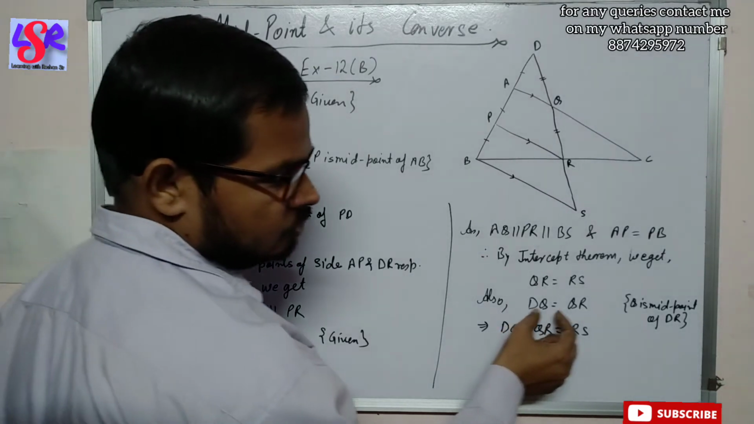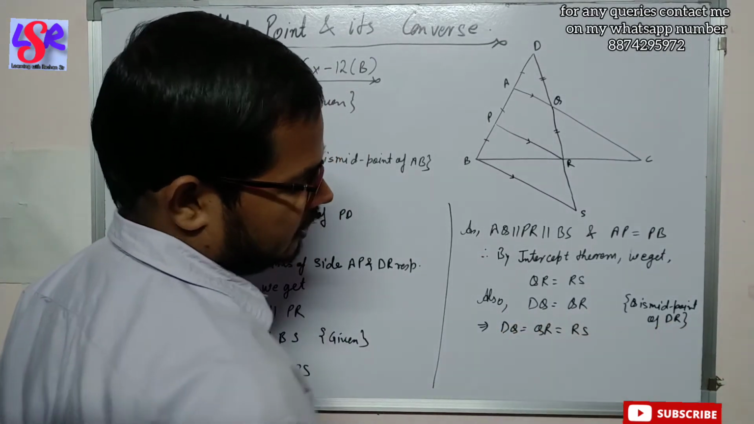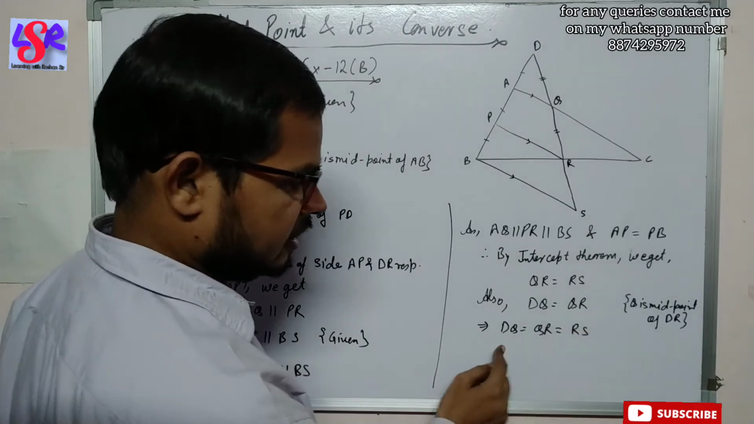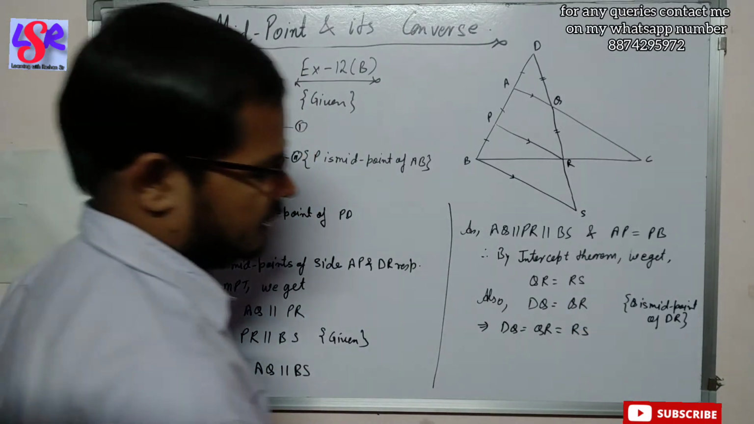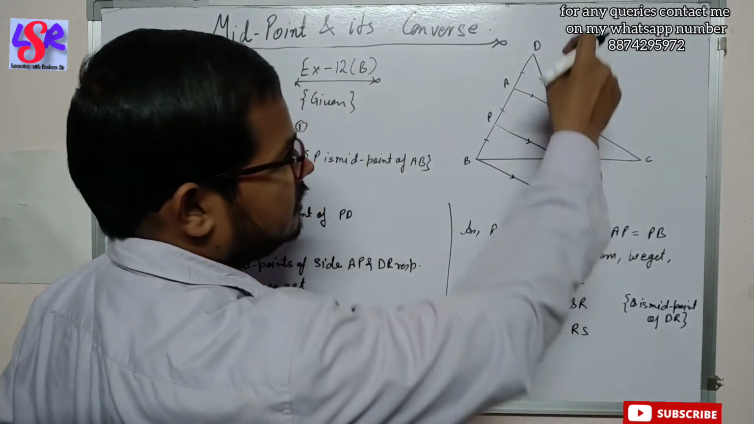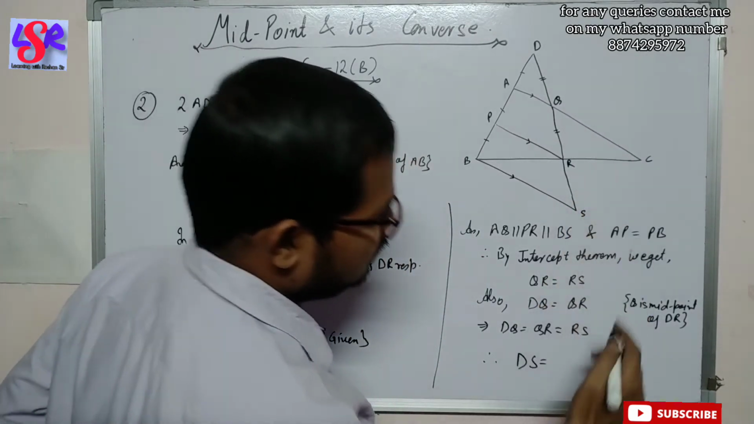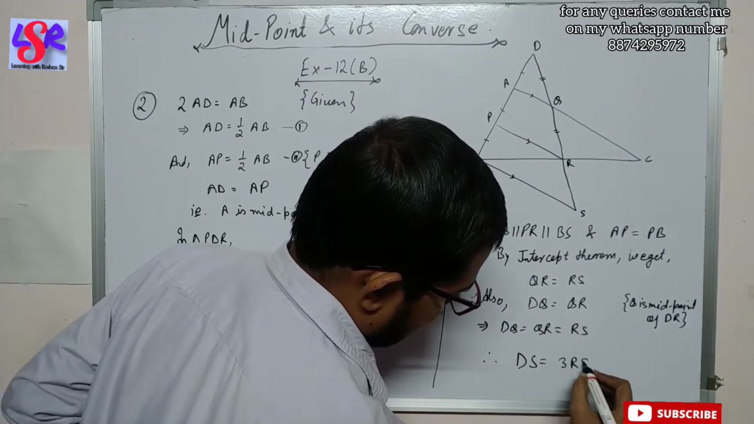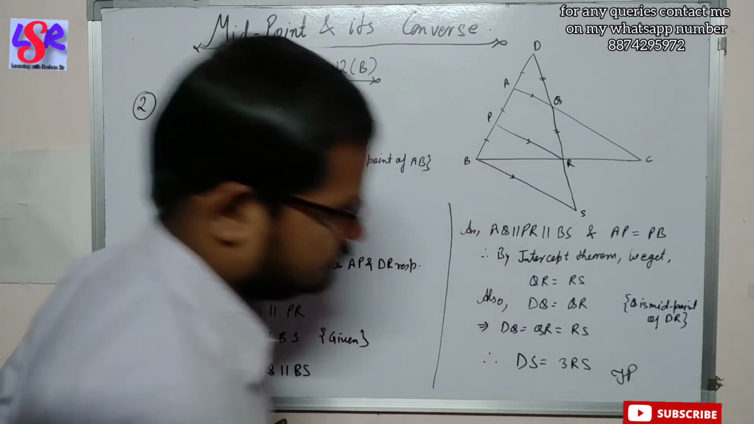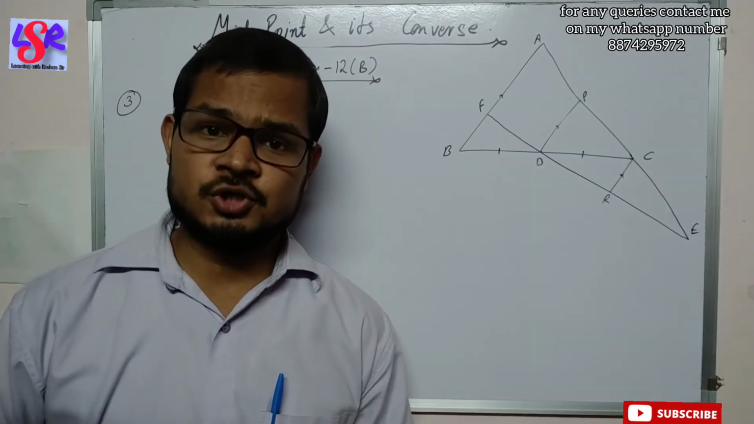Now as DQ equals QR, as Q is the midpoint of DR, therefore from these two we get DQ equals QR equals RS, and therefore we can write this as DS equals thrice of RS. Hence proved. Now let's move to question number 3.